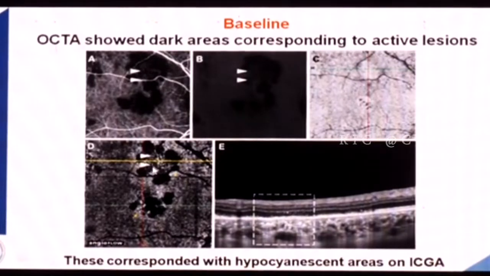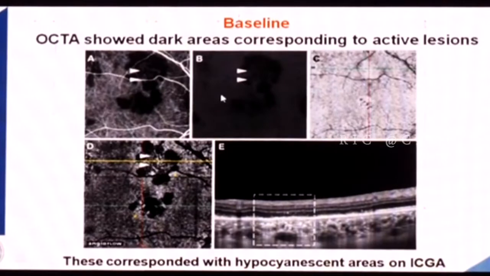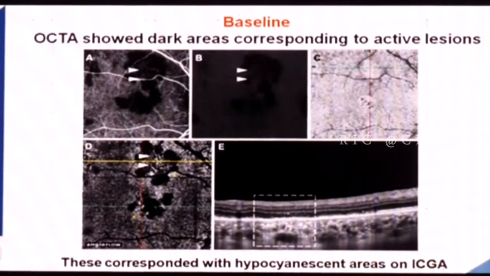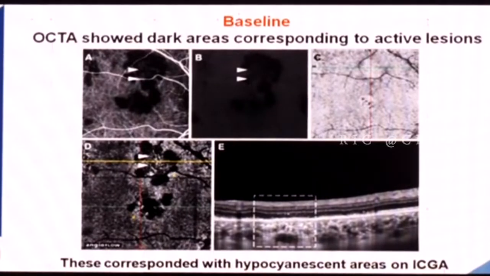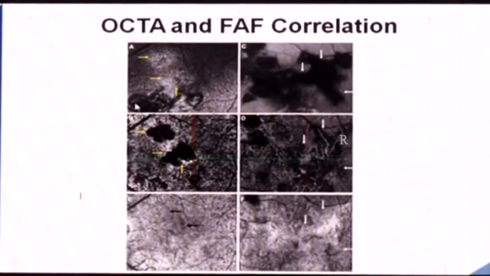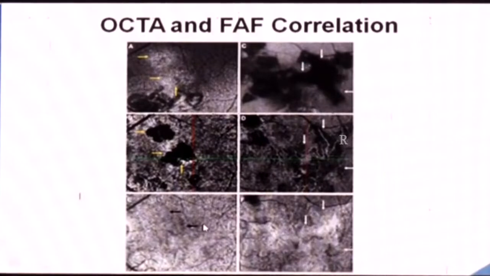So this is the correspondence between angio OCT and ICG, and we found that there was a very good correlation in the acute phase between what we are seeing on the choriocapillary slab of OCT angio and ICG. And this correlated with fluorescein and FAF also, so I won't go into the details. So there was a lot of debate on NFAS OCT.